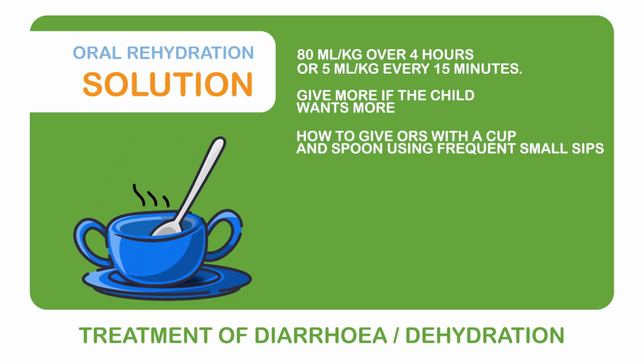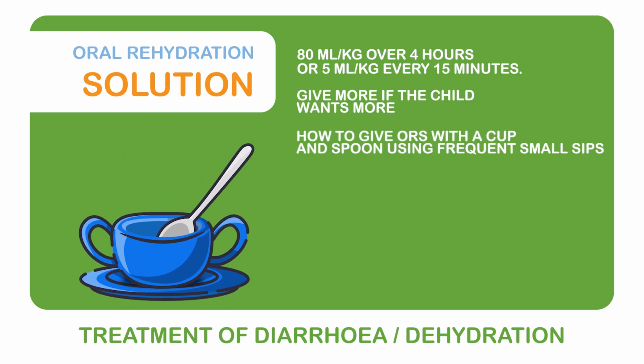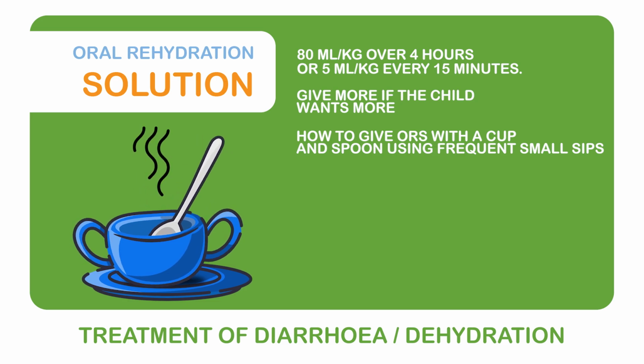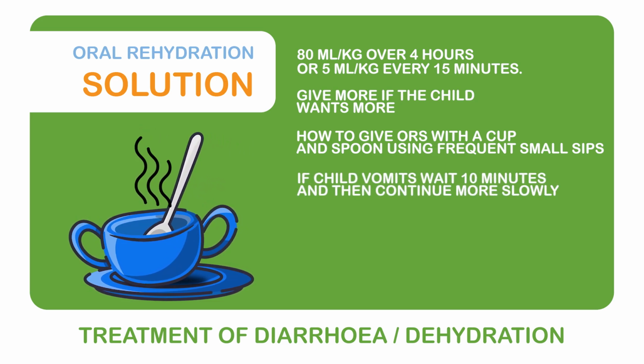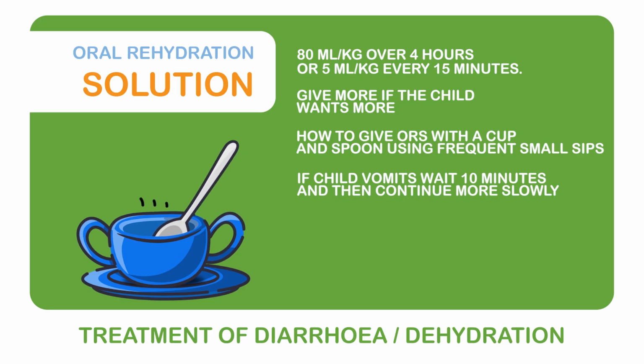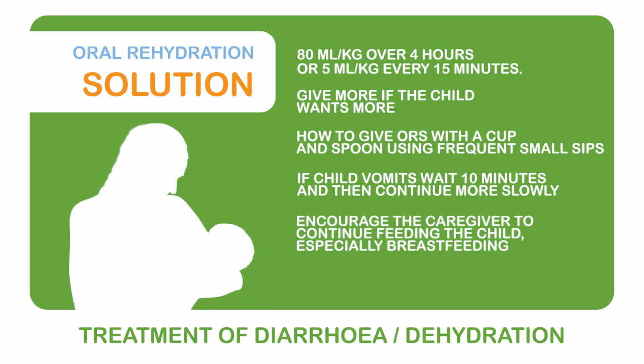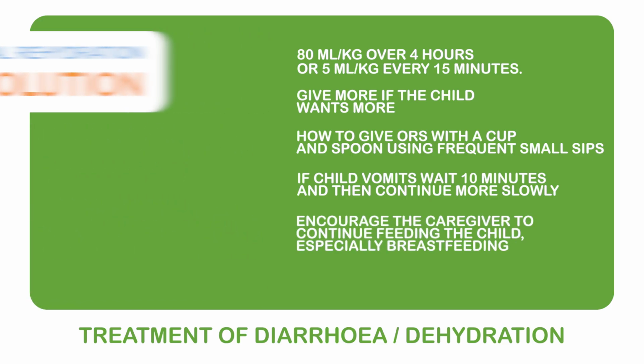Show the caregiver how to give ORS with a cup and spoon using frequent small sips. If the child vomits, wait 10 minutes and then continue more slowly. Encourage the caregiver to continue feeding the child, especially breastfeeding.